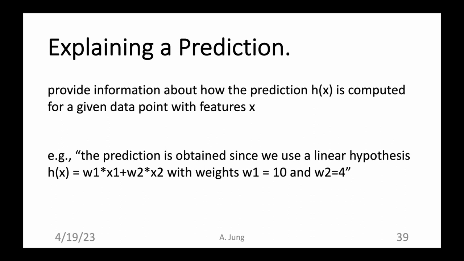So a particular point prediction for a certain data point. A prediction could be a number, like in regression problems, and an explanation could be: the prediction is obtained since we use a linear hypothesis, and the weights for this linear hypothesis are 10 and 4. Once you get this explanation, you can reproduce the prediction of the model, or of the hypothesis, more precisely.